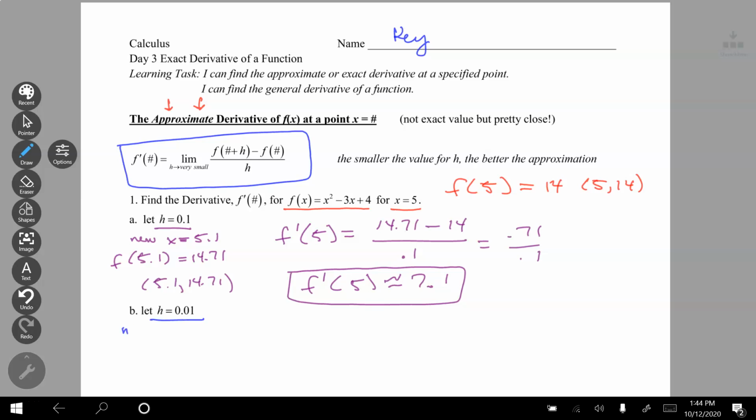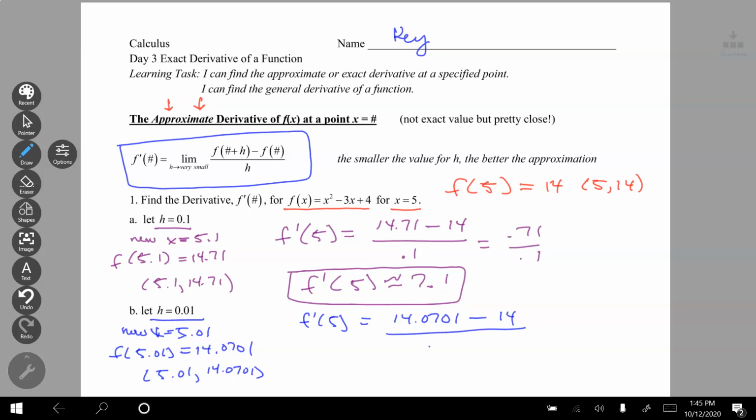Now I have this, so my new x value is 5.01. So f of 5.01 is equal to 14.0701. So I'm using these x's and y's. So f prime of 5 now, it's a little bit better approximation because I have a smaller h value. Every time I get a smaller h value, I get closer and closer to the exact derivative. So f prime of 5 is about 7.01. And this is what we did last class.